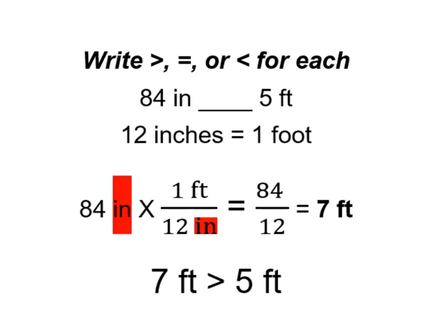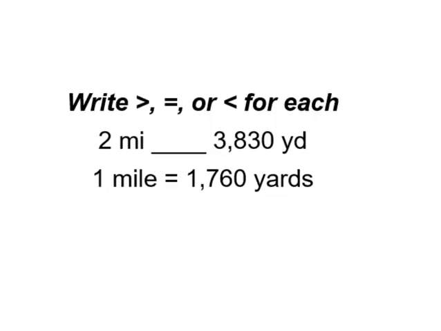Let's look at another problem similar to this one. We have 2 miles, and we're trying to find out if it's greater than, less than, or equal to 3,830 yards. Well, 1 mile is equal to 1,760 yards, and we are going to convert the miles to yards to figure out which inequality sign we need to use: the greater than, the equal to, or the less than sign.